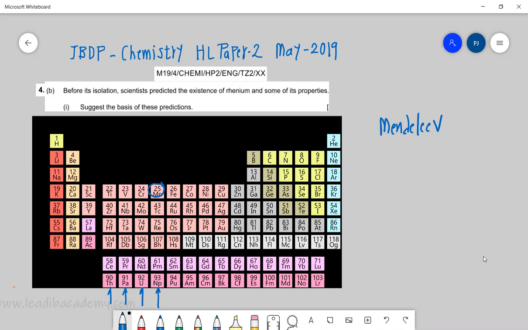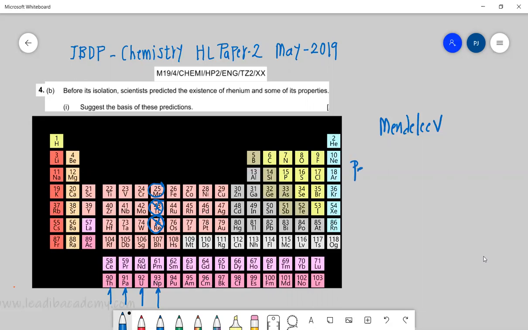So he could envisage that there is a gap at these two, and so he could predict that these two elements exist. Okay, so the basis is very, very important.